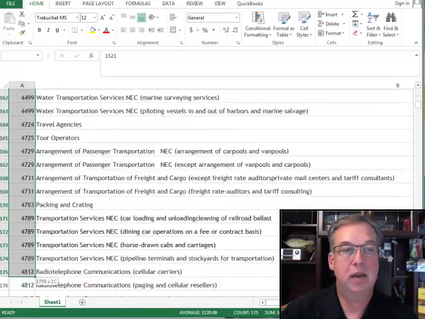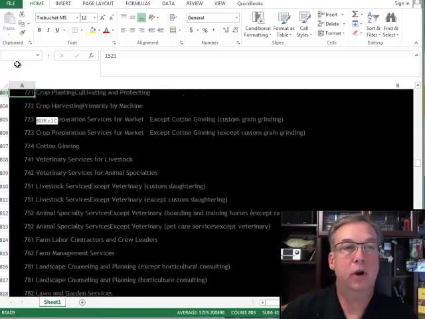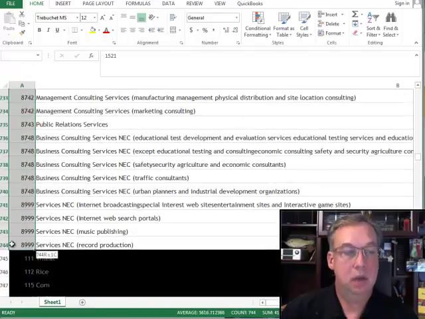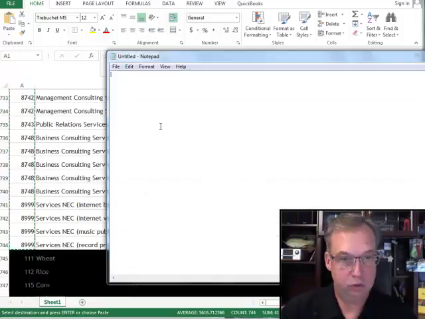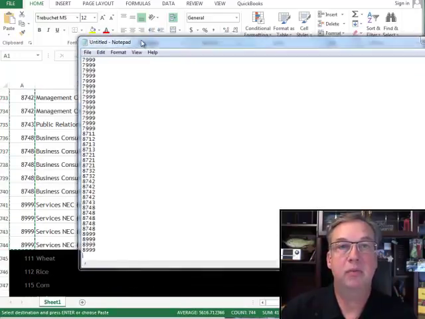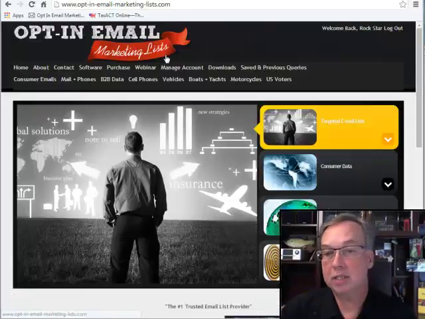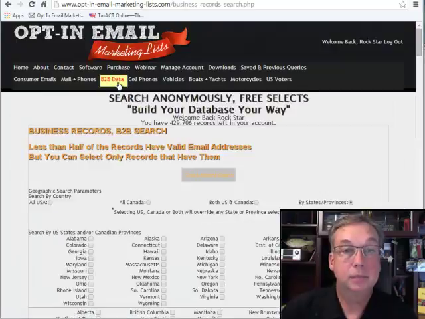So look, I'm just going to come down here. I'm going to grab everything that's in white. Oh, I went too far. Everything that I marked in white, Control C to copy this. So I've copied it to my clipboard. I'm going to just drop it here in a notepad for the moment. And then let's go over to optinemailmarketinglists.com and we're going to go to the B2B data query.